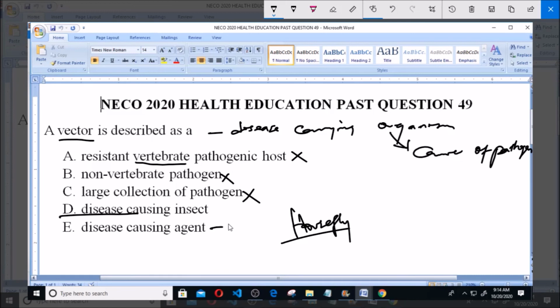Now E here says the disease-causing agents. Disease-causing agents are generally referred to as pathogens. So now the most suitable answer to this question is option D, which is disease-causing insects.